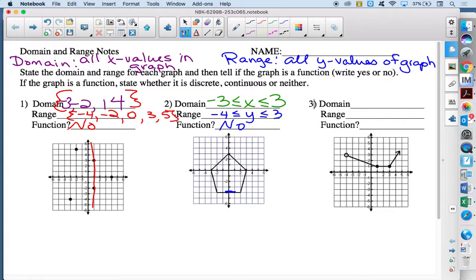Sam, what do you think for the first x value? Negative 4. Okay. And what's the last x value? Infinity. Good. So the graph has an arrow on it. It doesn't have a stopping point.